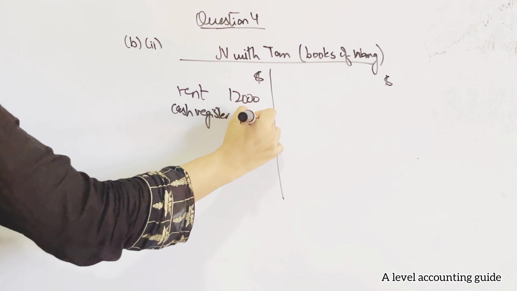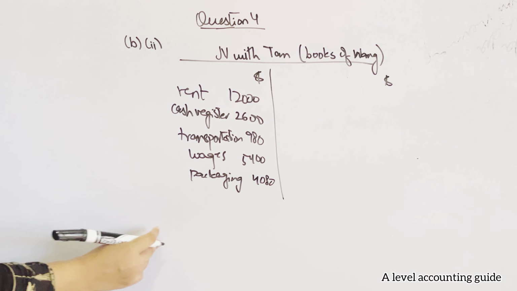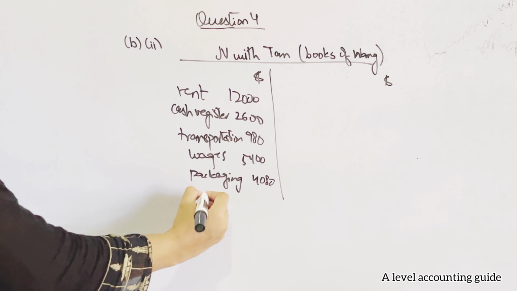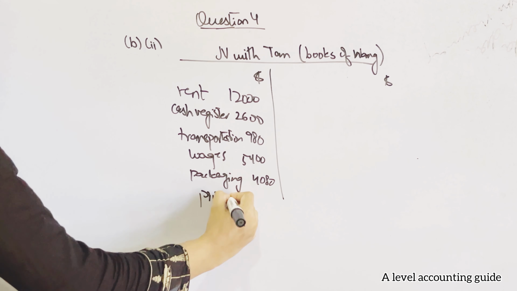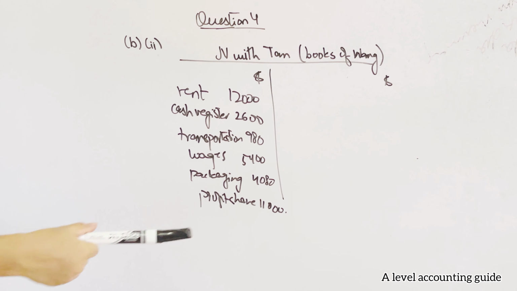Only the expenses of Van will be recorded and not TAN. And we have transportation expense as 980. We have the wages, assistant wages as 5,400, and we have the packaging as 4,080. And also on the debit side, we record the profit share only for Van, which is going to be 11,800. Now on the credit side we record the sales and the drawings of Van.